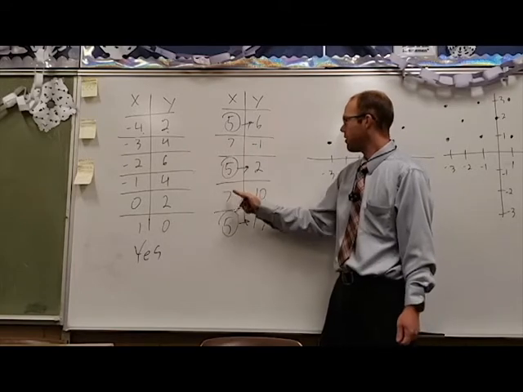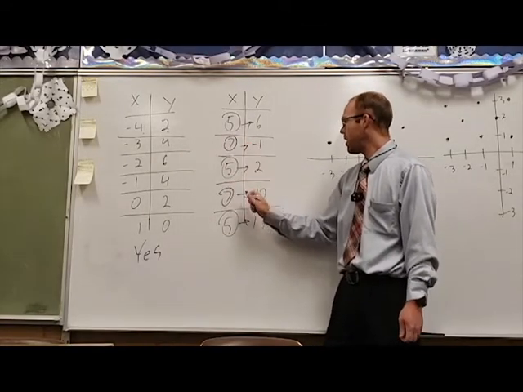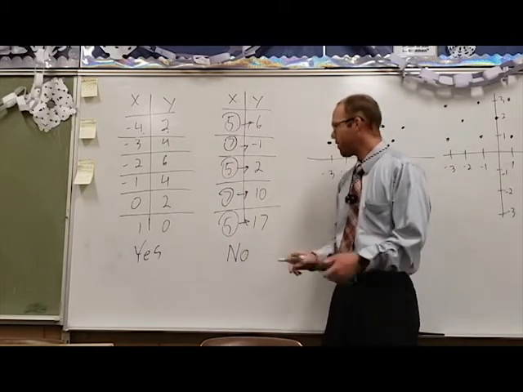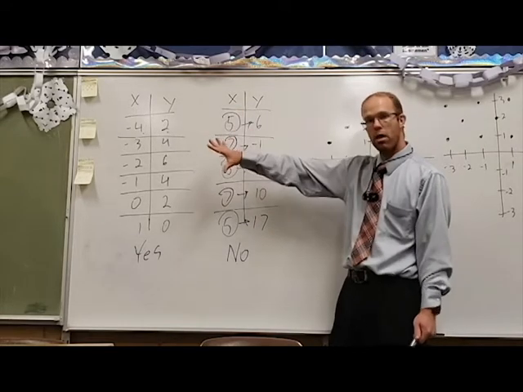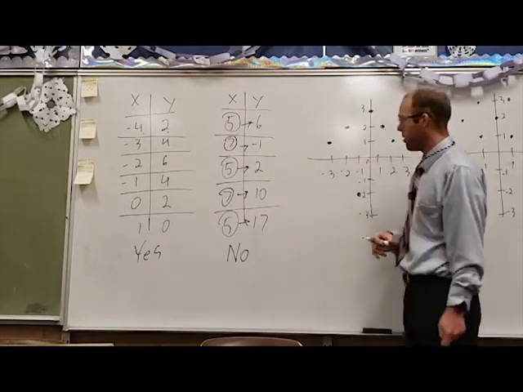The 7 also messes this up. The 7 has two different outputs, -1 and 10, so both of those inputs mess this up. This is not a function. Now, we could have actually stopped after the 5, that was enough, but just to highlight that, we could have looked at the 7 as well.